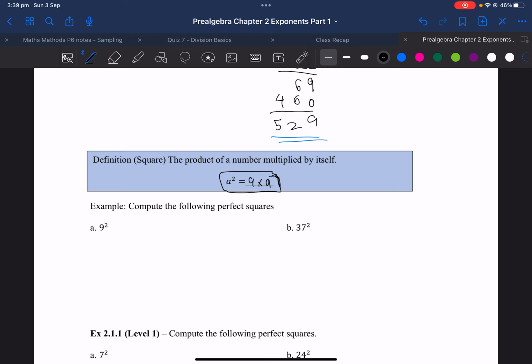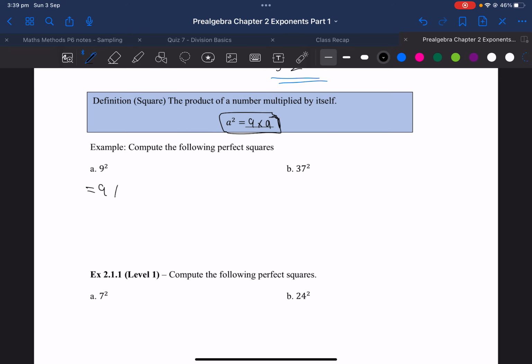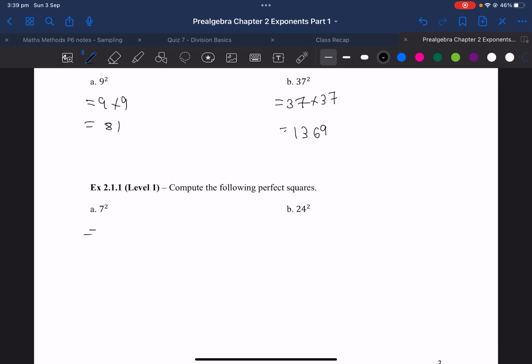Do I do this one as well? Yeah, do this as well. So this one is 9 times 9, which is 81, like we got. Part B is 37 times 37. If you do the long multiplication, you get, like you did, 1369. Good. 7 times 7 is 49, like you did. Good. 24 squared is 24 times 24. If you do long multiplication, it's 576. Very good. So you got the idea of squares.